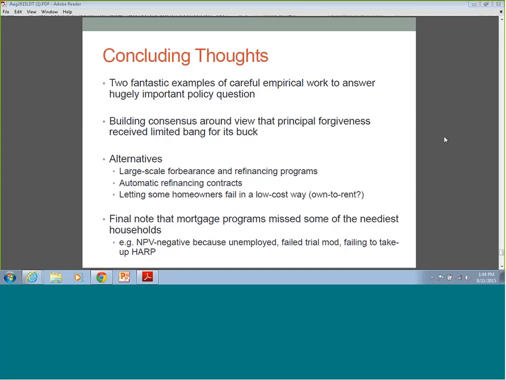Unfortunately, I don't know offhand what different implications of different modifications are. I assume there's some aspect of different modifications having to recognize losses currently as opposed to at some point. But I'm not sure if somebody else in the room probably has a better sense for it.